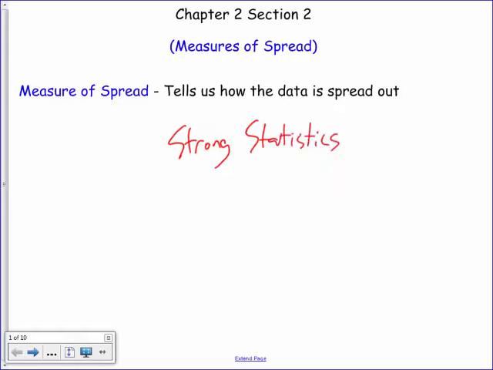So this is used a ton in medical research or market research or all those kinds of things. So this is something that's used quite often in the real world.